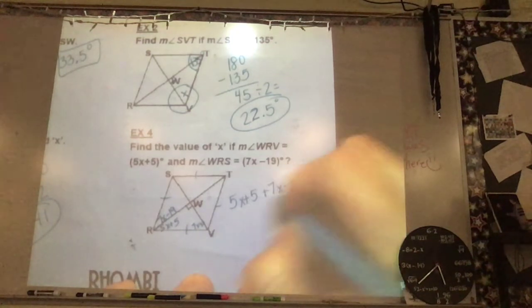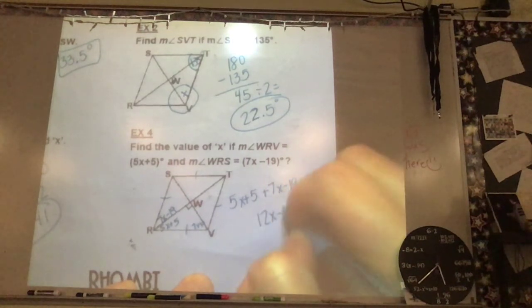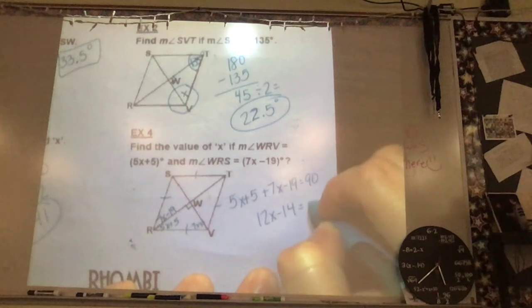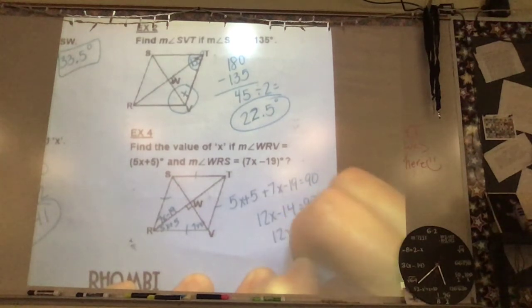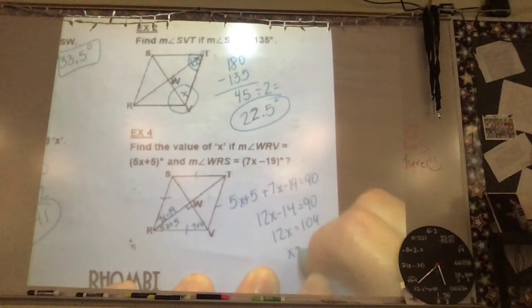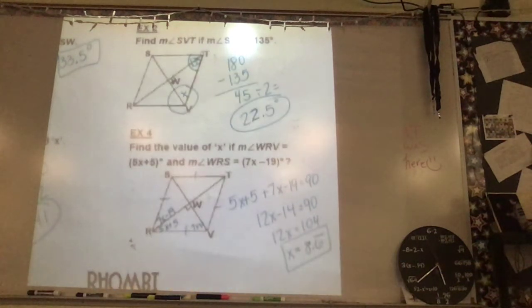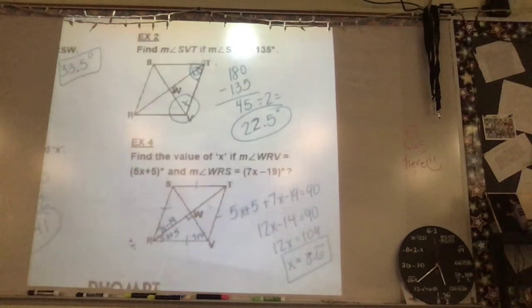Then we're going to combine our like terms here and say that 12x minus 14 equals 90. Adding 14 to both sides, 12x equals 104. Dividing both sides by 12, I get that x is... Was it a decimal? Did I go astray? We could have a decimal. What's the decimal? 8.666, 8.6 repeating? Yeah, I'm not entirely sure that's how they wanted that worked anyway, because that would make this a right angle. That would make it a square.